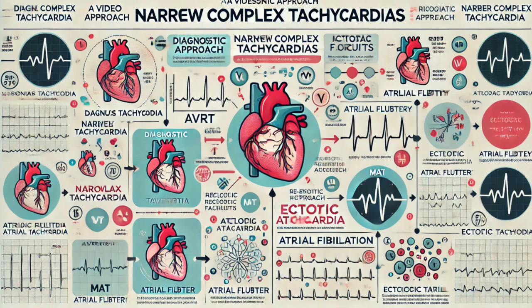Next up, AVRT, orthodromic atrioventricular re-entry tachycardia, rate 140 to 250, and we can see accessory pathway, AV node, ventricle, accessory pathway, and up to the atria again.